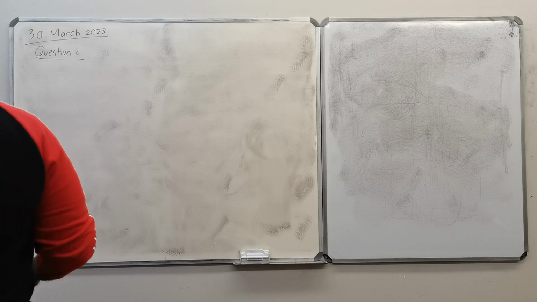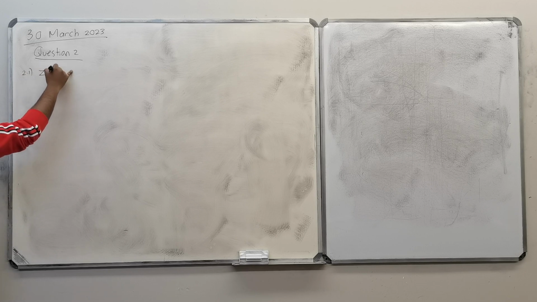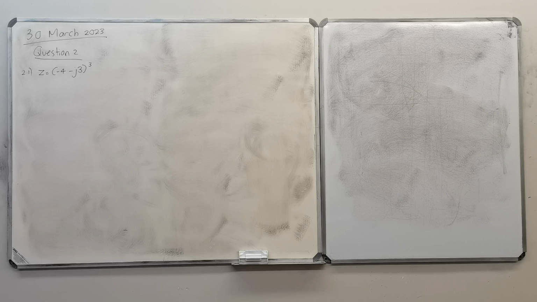Okay, so question 2, they ask you to simplify and express the answer in rectangular form if you are given z is equal to minus 4 minus j3 cubed, right? They want you to simplify it and give your answer in the rectangular form. Now remember yesterday I told you that when you are multiplying complex numbers or dividing, it's better to be in which form? Polar form. And when you're adding and subtracting, it's better to have it in rectangular form.